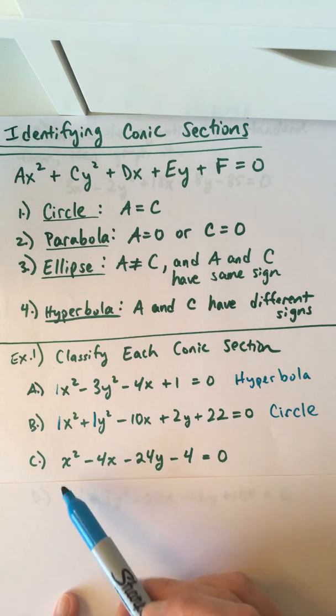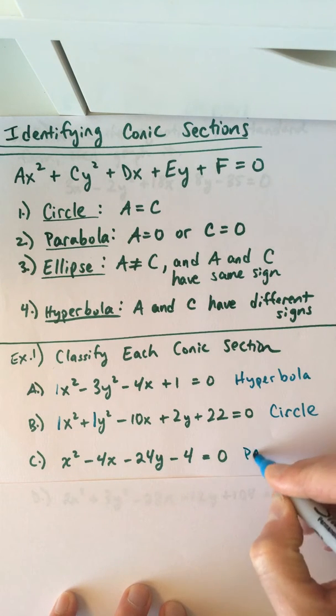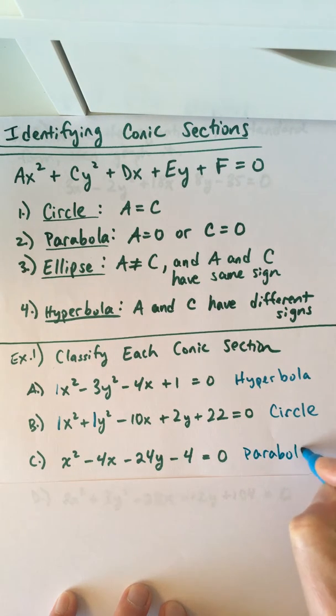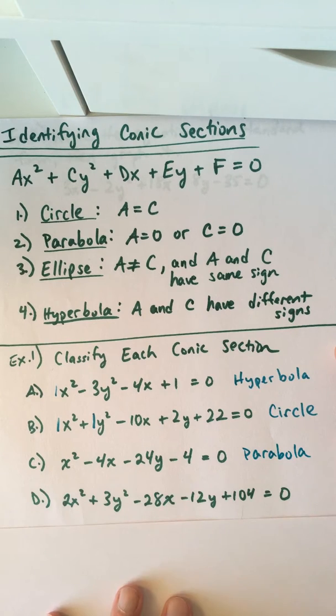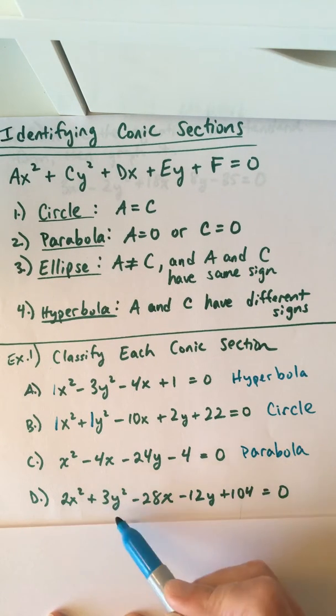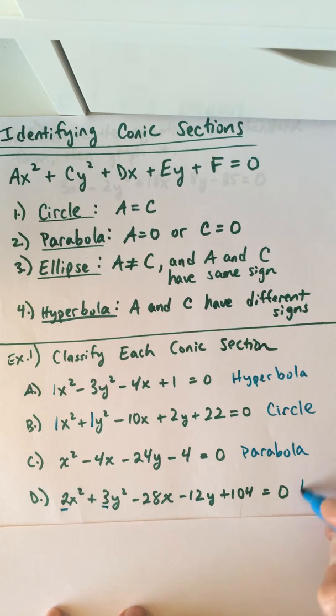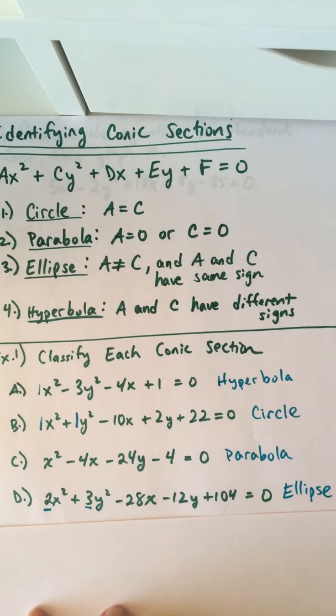For part C, we only have an x squared term and no y squared term, so it must be a parabola. And for part D, we have an x squared and a y squared term. They're both positive, but the values of the coefficients are different. That tells us it must be an ellipse.